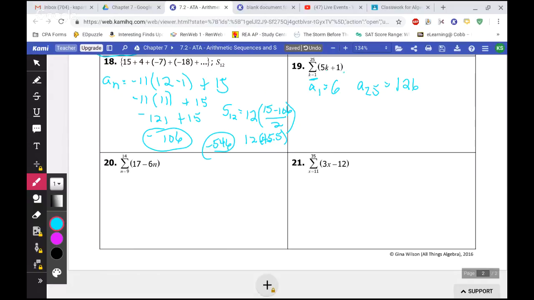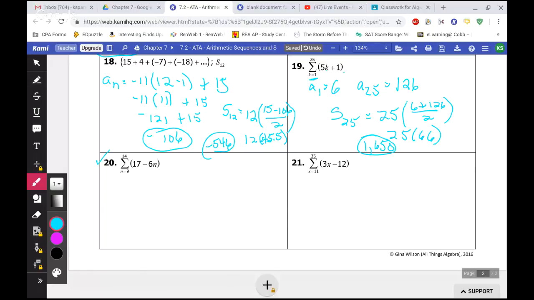So now I'll plug this into the summation formula. And I got 25 total terms, so that's my n. And then 6 plus 126 all over 2. So 6 plus 126 is 132, divided by 2 is 66. And 25 times 66 is 1,650. So that's the answer for that one.